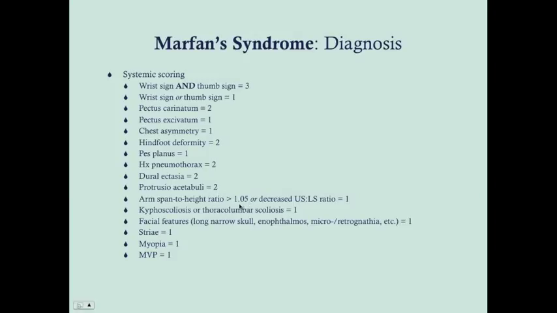Arm span to height ratio more than 1.05 or decreased upper segment to lower segment ratio is 1 point. Scoliosis or thoracolumbar kyphosis is 1 point. The characteristic facial features, including dolichocephaly, enophthalmos, and micrognathia or retrognathia, is 1 point. Striae is 1 point. Myopia is 1 point. And mitral valve prolapse is 1 point.